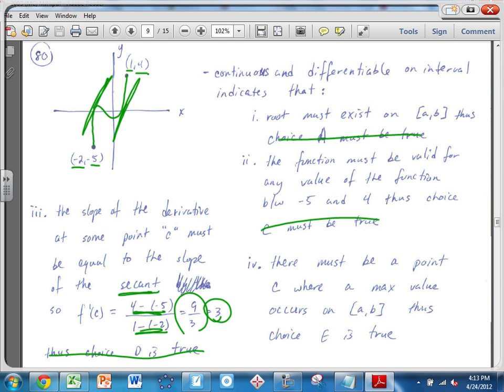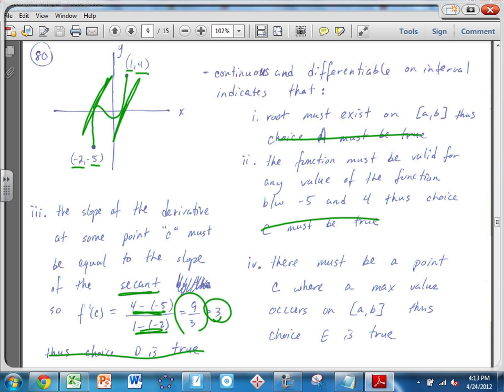Choice E. There exists a value C in that interval such that f of C is greater than f of x for all x. Okay? What does that mean? Don't look at the answer here. But if something is greater than it for the whole value, what does it become? What do we call that when it's the biggest? Max. The max. So pretty much they're saying there exists a point on this interval where there's a max.